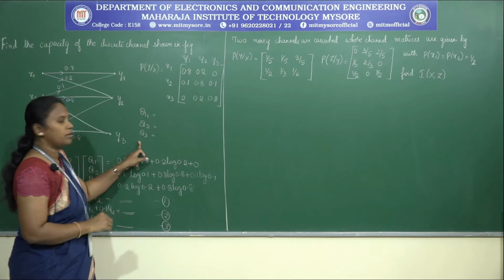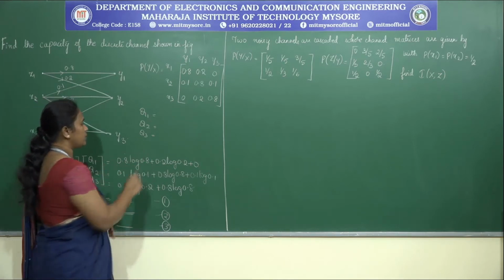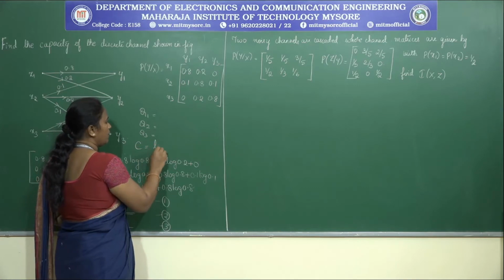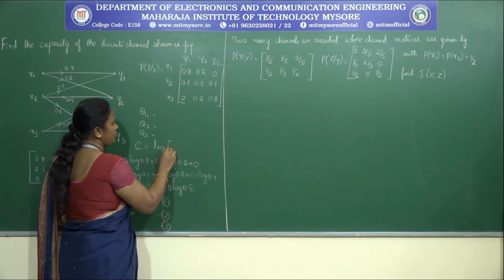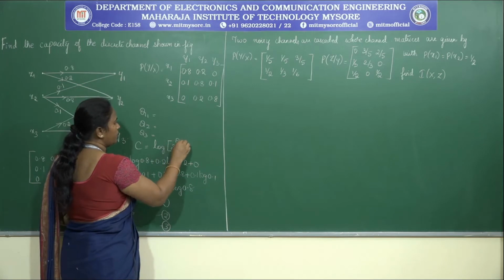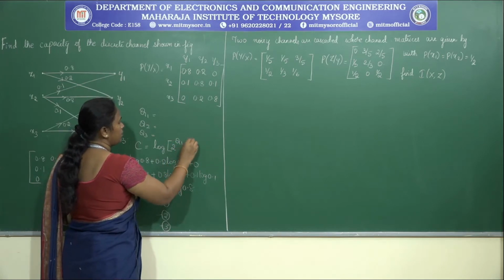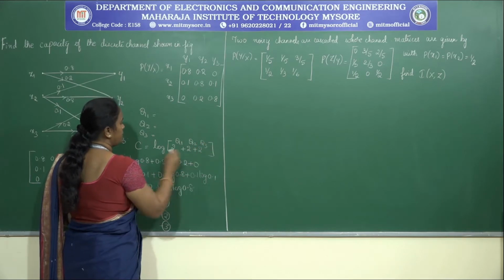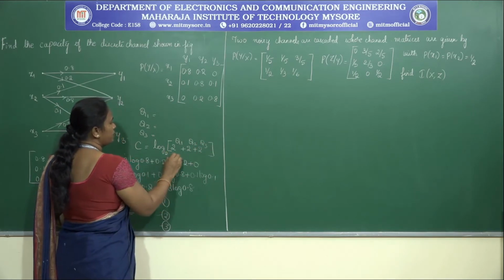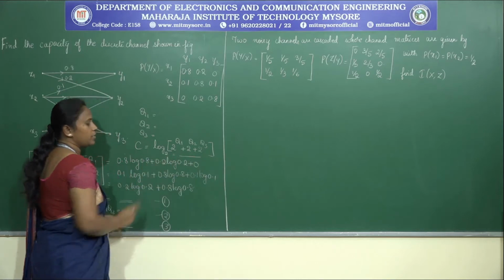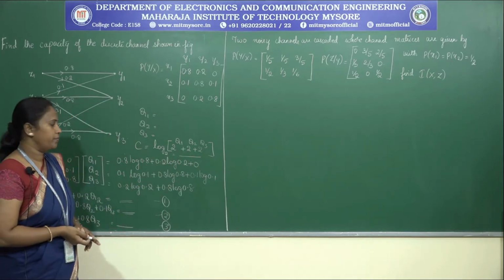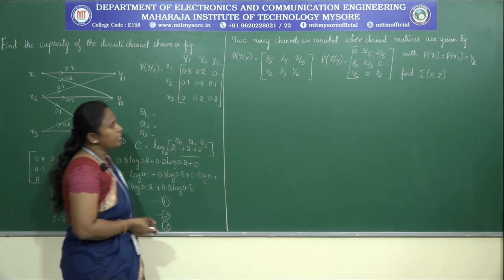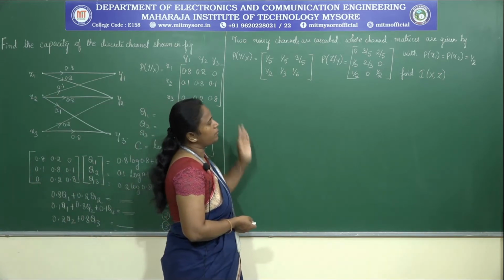Once you find the Q1, Q2 and Q3 values, you can calculate C, where C is equal to log of 2 to the power of Q1 plus 2 to the power of Q2 plus 2 to the power of Q3. If you simplify this, you will get the channel capacity value. So this is the solution for this particular problem. Next we will go for the next problem.